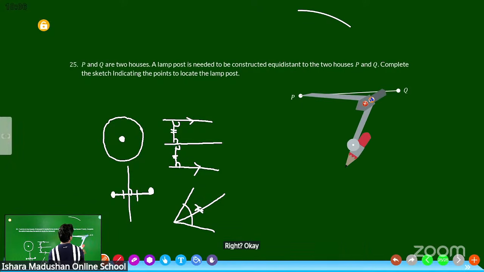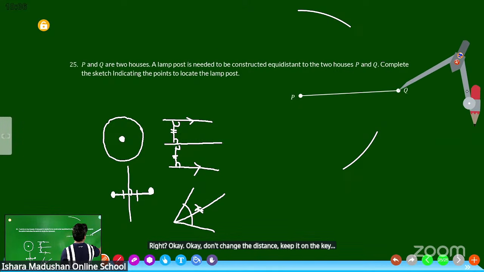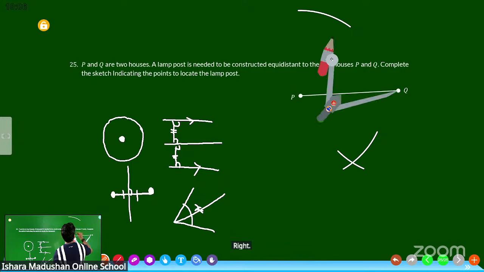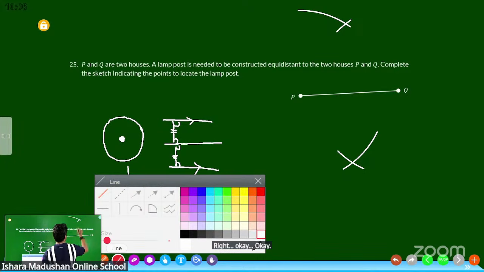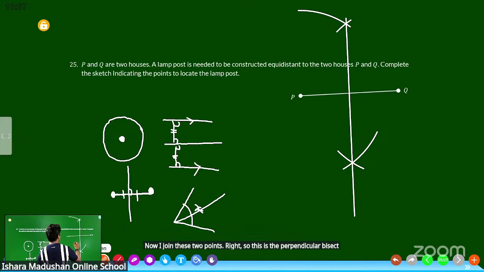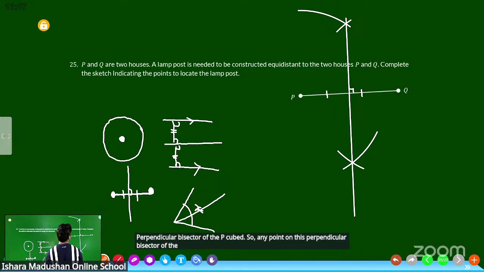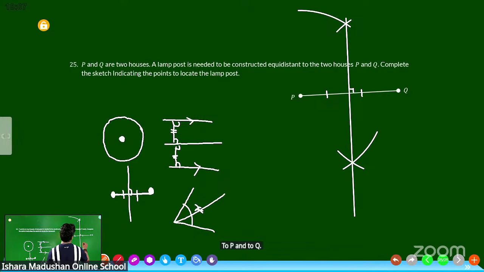Don't change the distance, keep it on the curvature. Now I join these 2 points. So this is the perpendicular bisector of PQ. Any point on this perpendicular bisector of PQ is equidistant to P and to Q. Complete the sketch indicating the points to locate the lamp post.